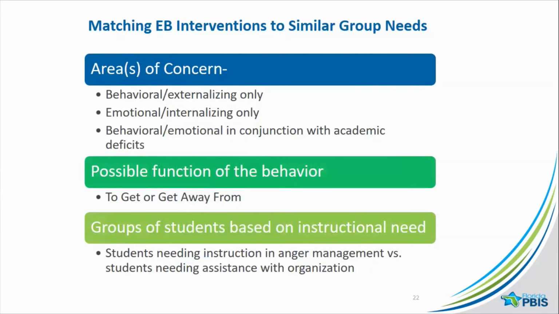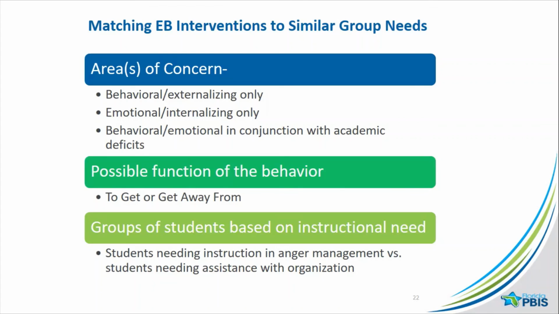As we end with how to identify, the key to identification is how we are able to then group by similar needs. That will be the next session that we talk about. But we want to end with this: we've systemically identified kids through these methods, and now we have groups of concerns for behavior externalizing only, emotional or internalizing only, or a combo.